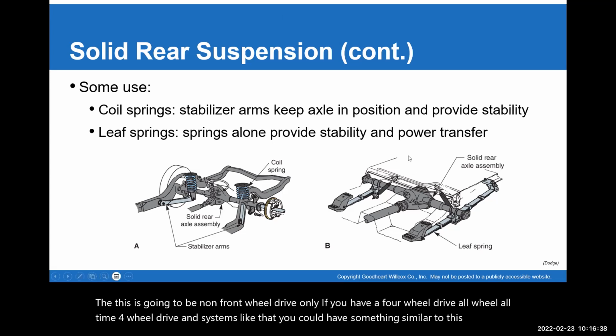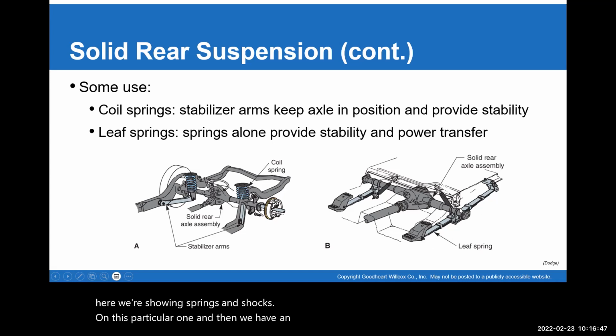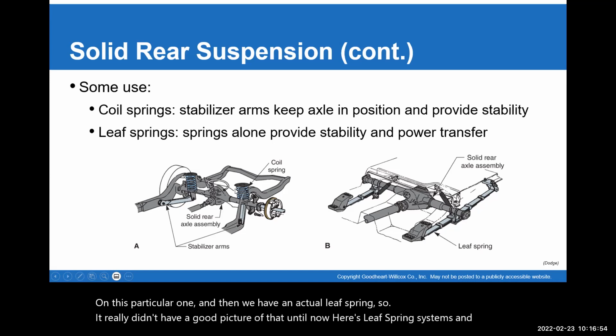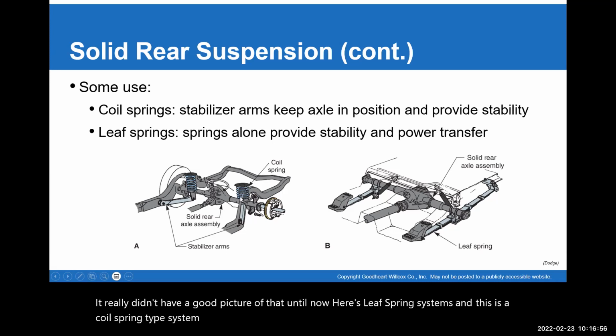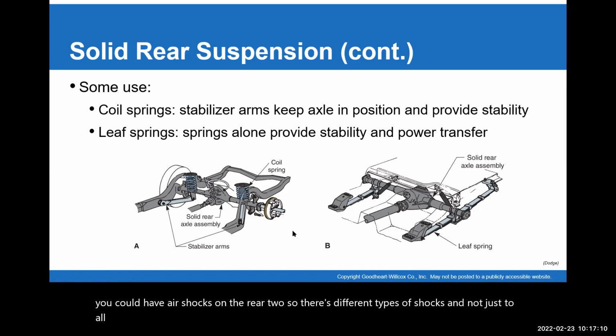And here we're showing springs and shocks on this particular one, and then we have an actual leaf spring. So I really didn't have a good picture of that until now. Here's the leaf spring system, and this is a coil spring type system here. Now these coil spring systems could be airbag driven also, or you could have air shocks on the rear too. So there's different types of shocks, not just all hydraulic.